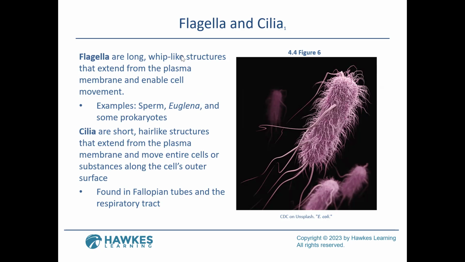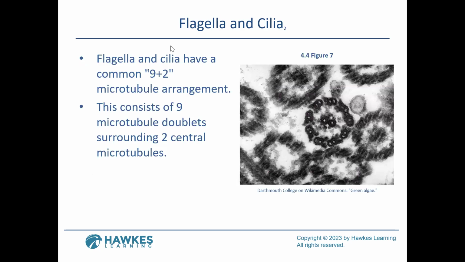So the flagella are the whip-like structures that enable the sperm to move. Okay? While the cilia are hair-like structures. They are not whip-like. They extend from the plasma membrane and move the entire cells or substances along the cell's outer surface. So they are found in the fallopian tubes and the respiratory tract. Flagella and cilia have a common 9+2 microtubule arrangement, and they consist of 9 microtubule doublets surrounding 2 central microtubules.